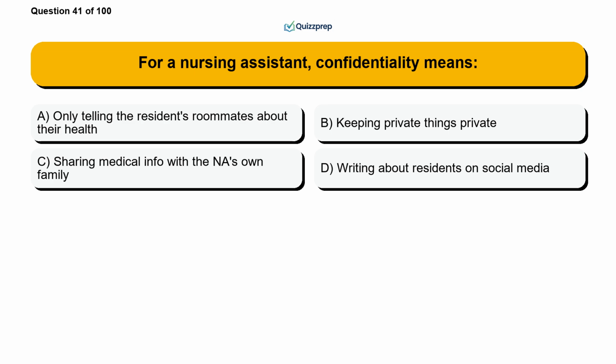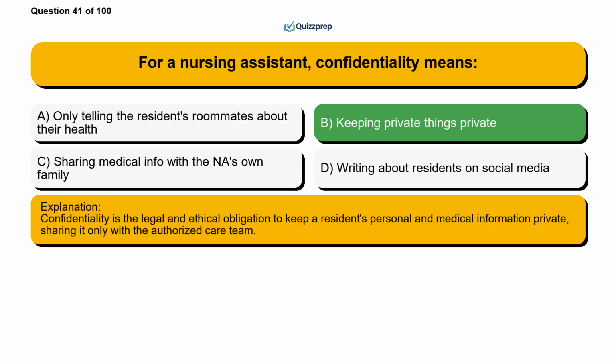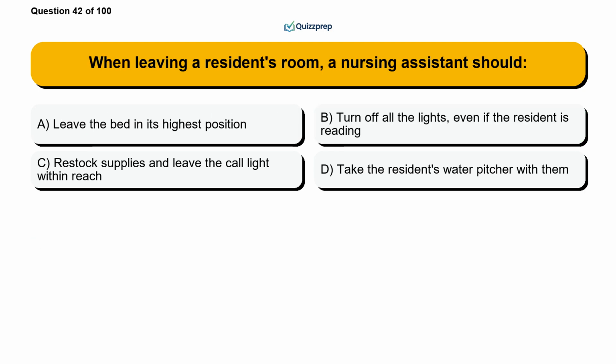Option D, writing about residents on social media. The correct answer is option B, keeping private things private. Confidentiality is the legal and ethical obligation to keep a resident's personal and medical information private, sharing it only with the authorized care team.